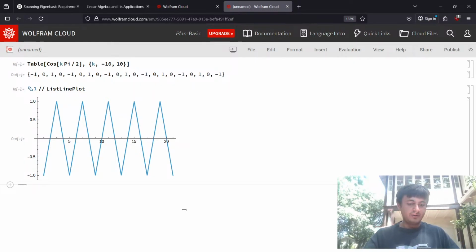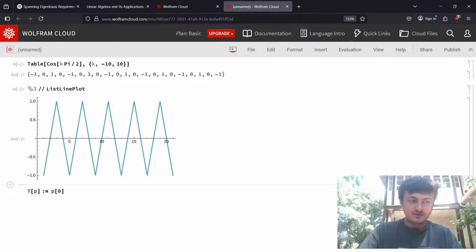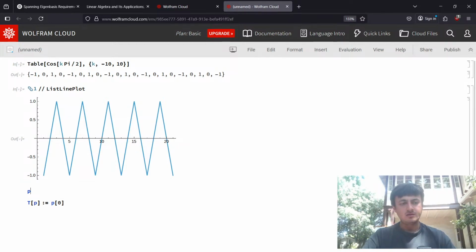Sorry. Okay, so wait, are we back on my screen? Okay, so let's just figure this out. So we're going to get T of P is going to be defined as P of 0. So wait, so let's see, how do I do this? So if I have P of X is equal to P slash dot, does that work?